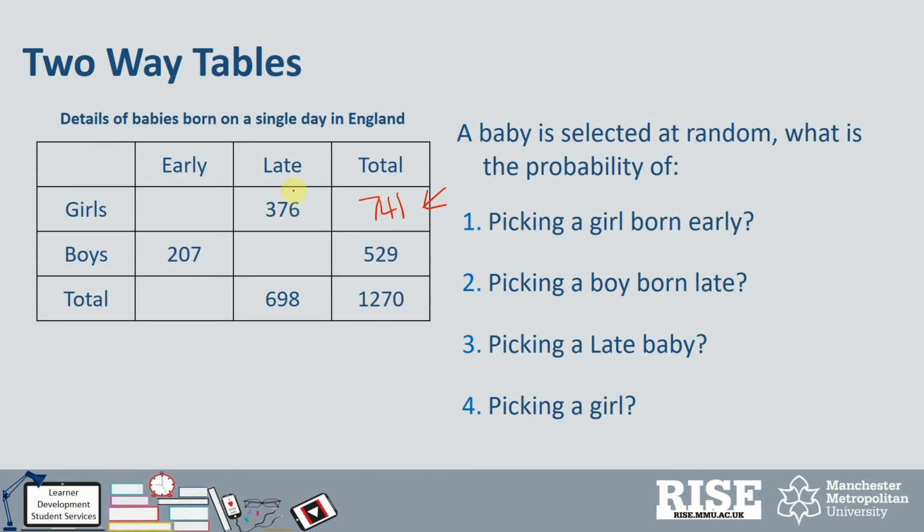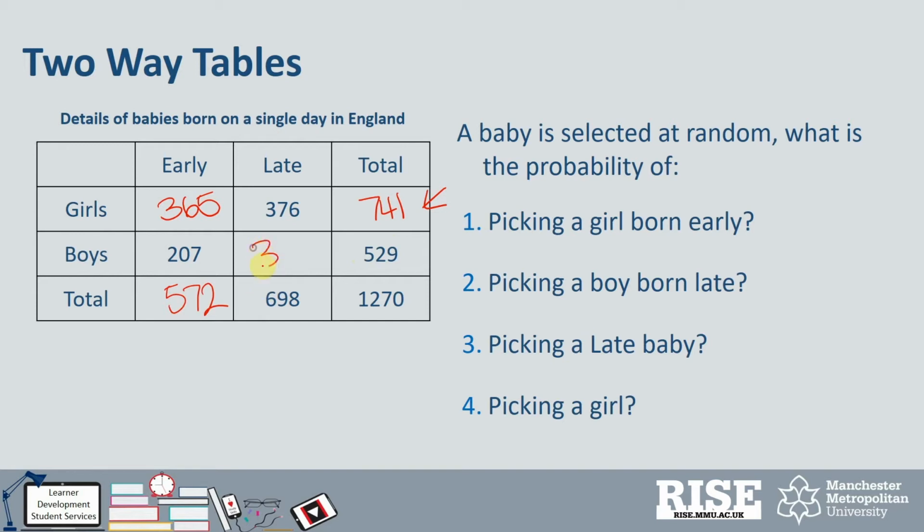I know that 376 of those girls were born late. So how many were early? Again, subtract them because you're working backwards. That means there's 365. Now I can find how many were early altogether. So add them. If you're finding totals, add. If you're working backwards, subtract. That means 572. And now I'm just missing the late boys. 207 were early and there was 529 altogether. So again, subtract this time because I'm working backwards.